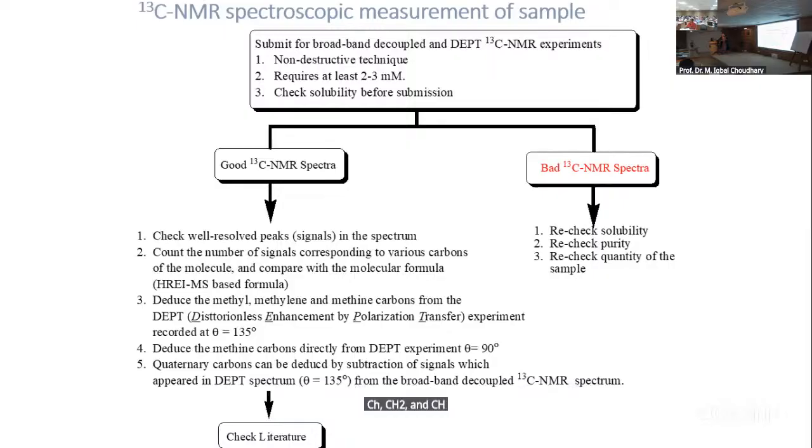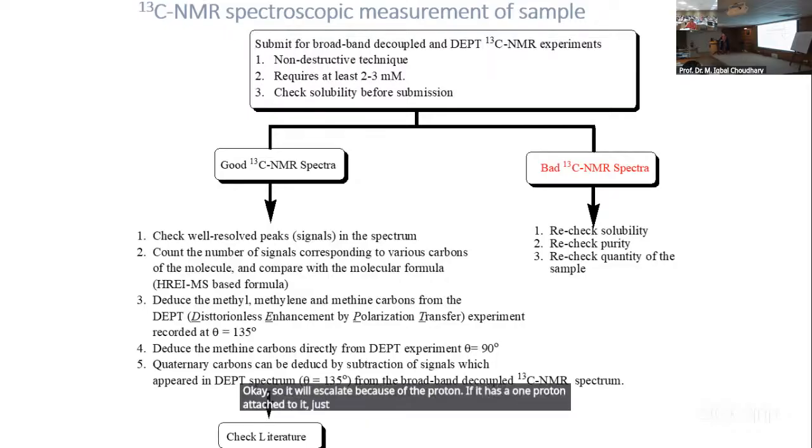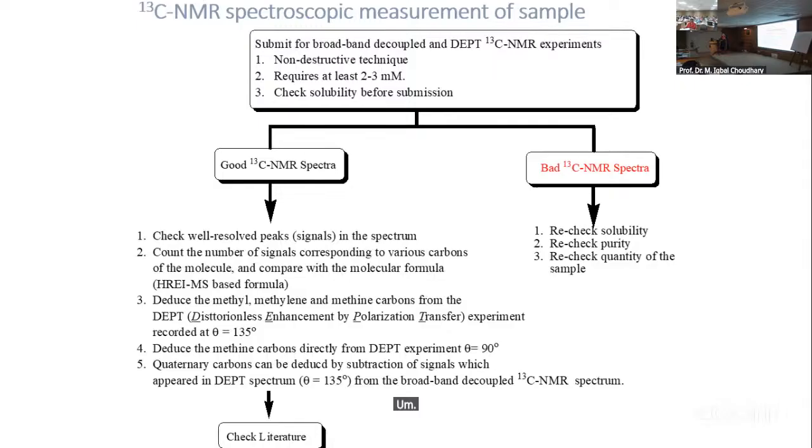The reason is that every C13 is attached to a proton, which is NMR active, so it will split because of the proton. If it has one proton attached, it splits into a doublet. So methyl, methine, and quaternary carbons we cannot identify.